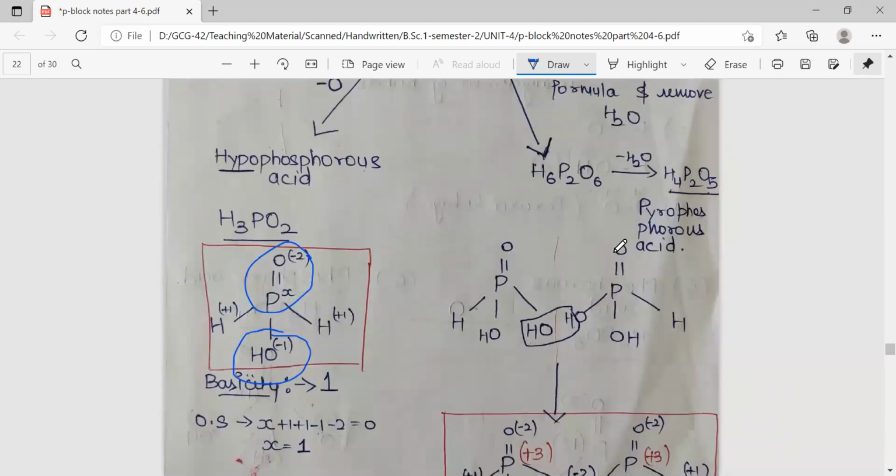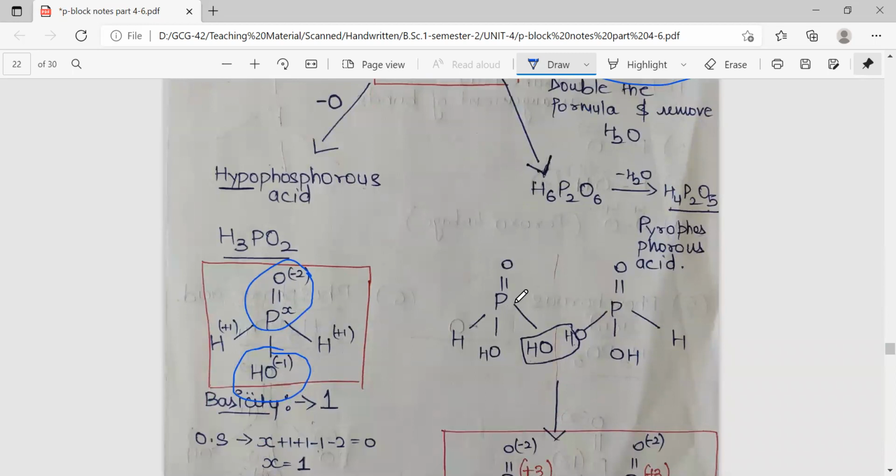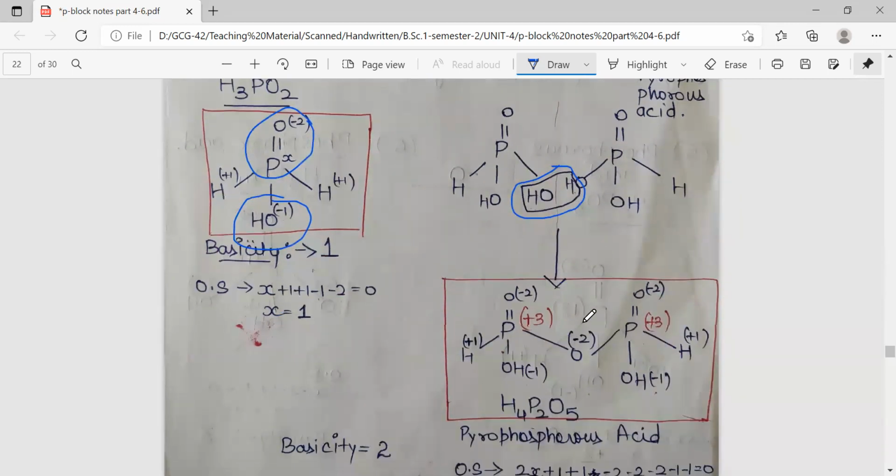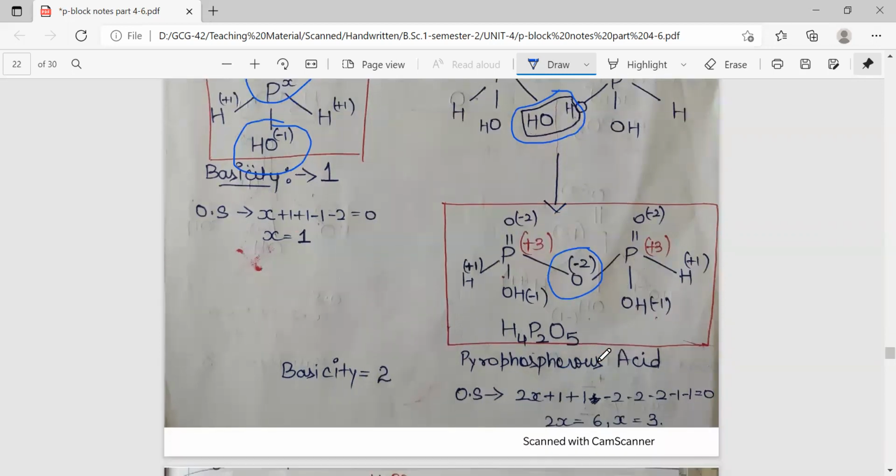Pyrophosphorus acid is obtained by placing two units, that is two phosphorus acids, consecutively and removing one water molecule like this. One of the OH groups will be lost from one phosphorus acid, and a hydrogen from the other phosphorus acid. This way the water molecule is removed, and a bridging oxygen comes in, while the rest of the structure stays the same. So two phosphorus, two double bonded O, two hydrogens and two OH groups, and one bridging oxygen. The overall formula becomes H4P2O5.